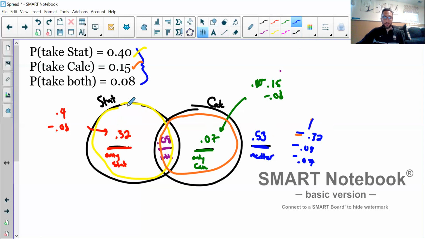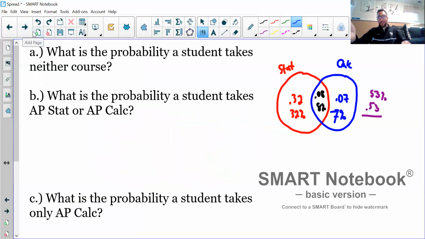Total in the stat circle is 40%. Total in the calc circle is 15%. So we're good to go. That's most of the work if you use a Venn diagram. Now let's answer the questions. From here, it's just using our Venn diagram. I should have kept my color scheme consistent, but they're the same ideas.